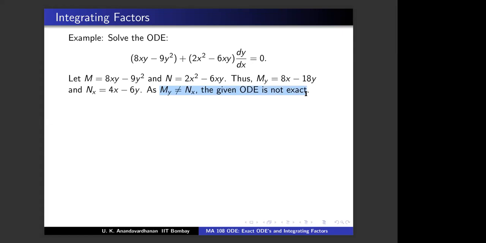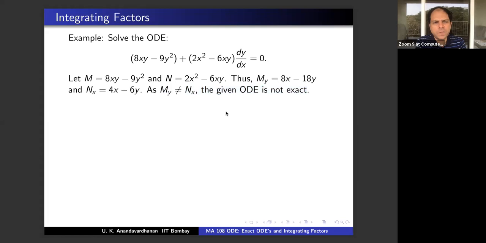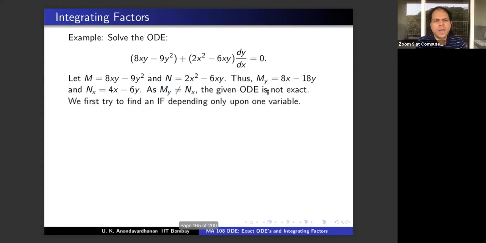Yes, sir. This is fine always. So yeah, I got confused earlier. This direction is always fine regardless of the domain, because exact is always closed. So not closed always means not exact. So this is always fine. And we first try to find an integrating factor depending only upon one variable.